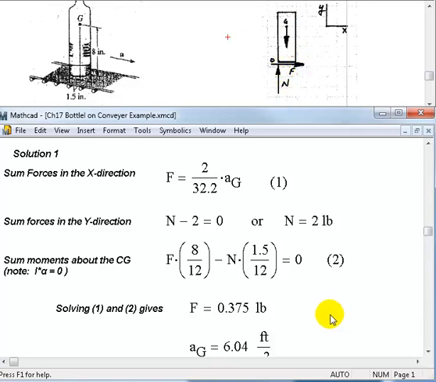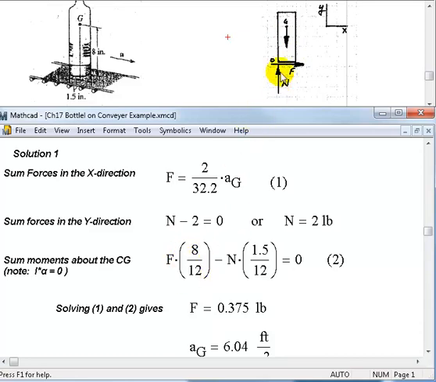And so we will say that the sum of moments about the center of gravity is equal to I times alpha, but with impending tip, I alpha goes to 0. So our moment, and we'll presume that the friction force produces a right-hand rule positive moment, which it does. We'll call that one positive. So the force acting through a distance of 8 inches over 12 to convert to feet.